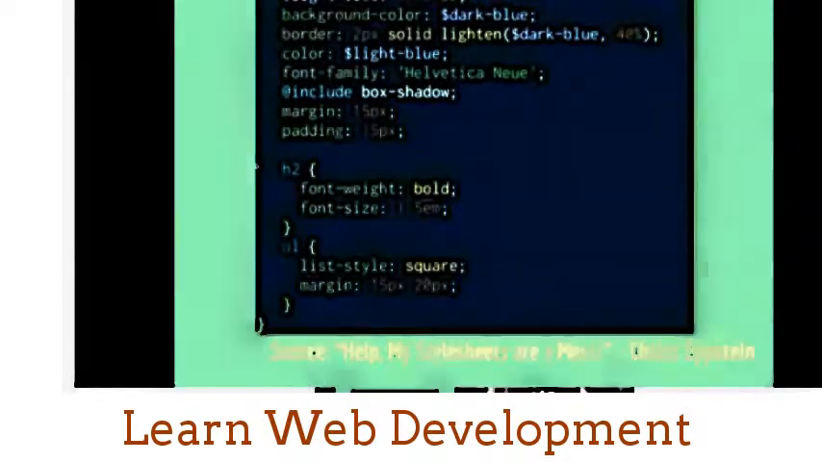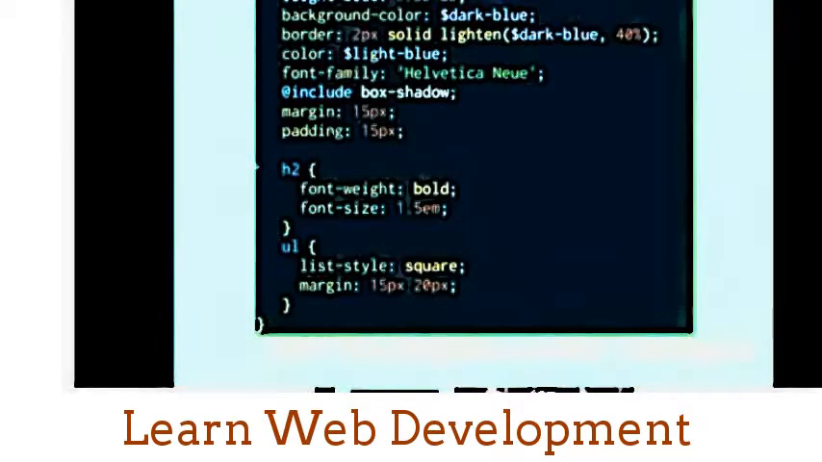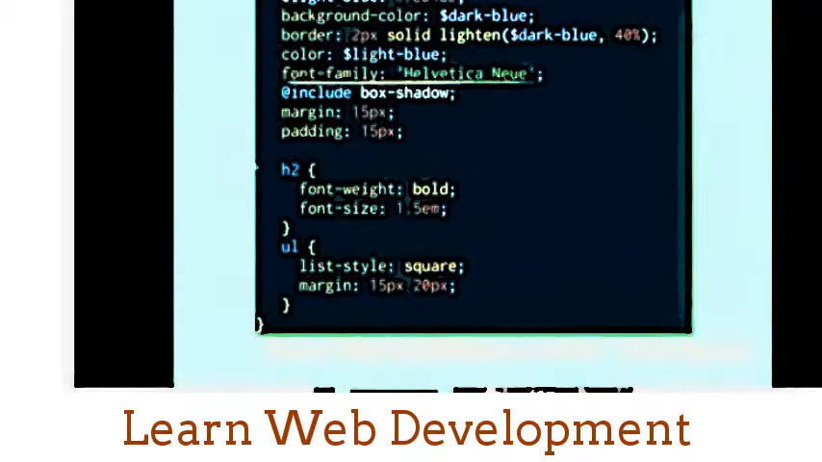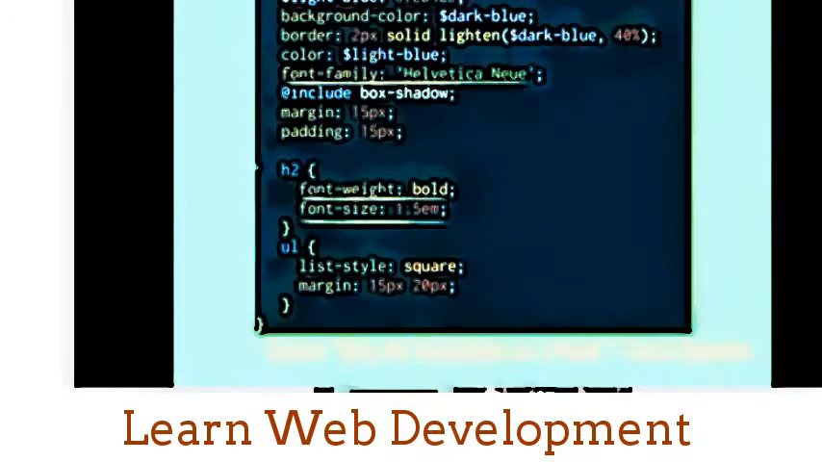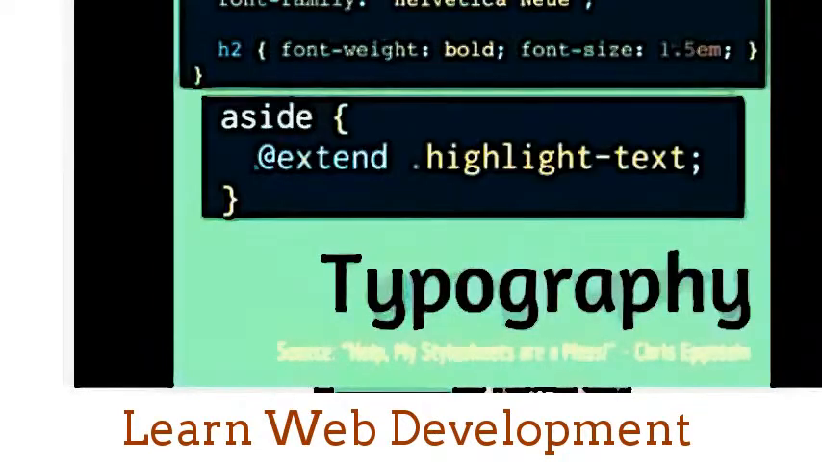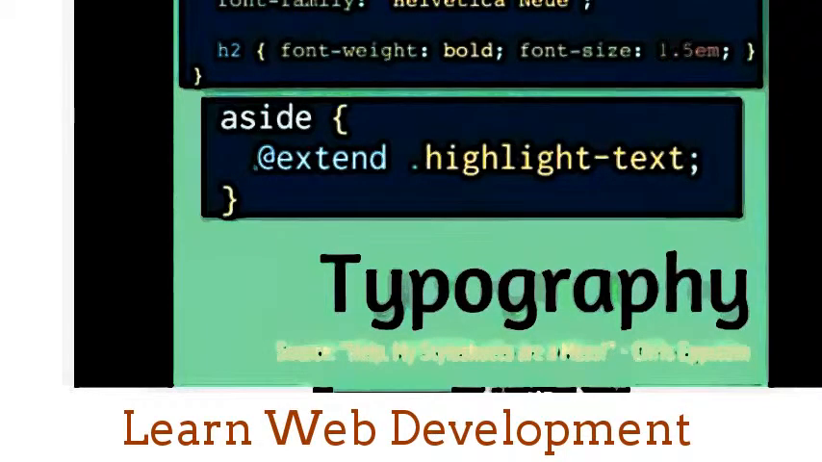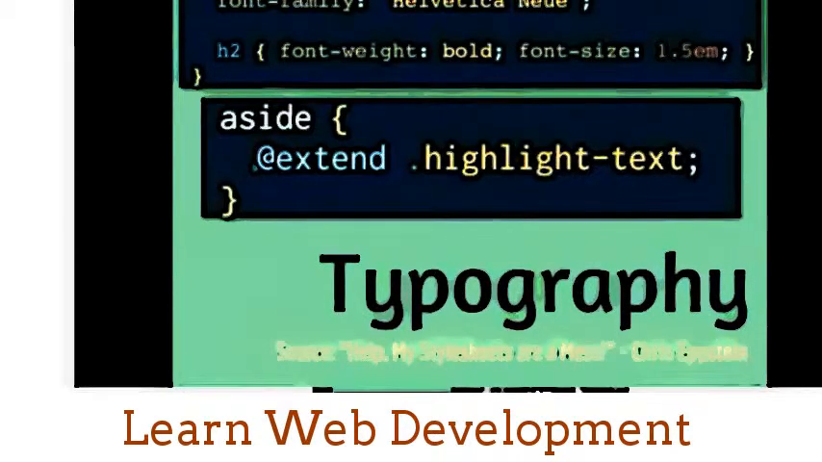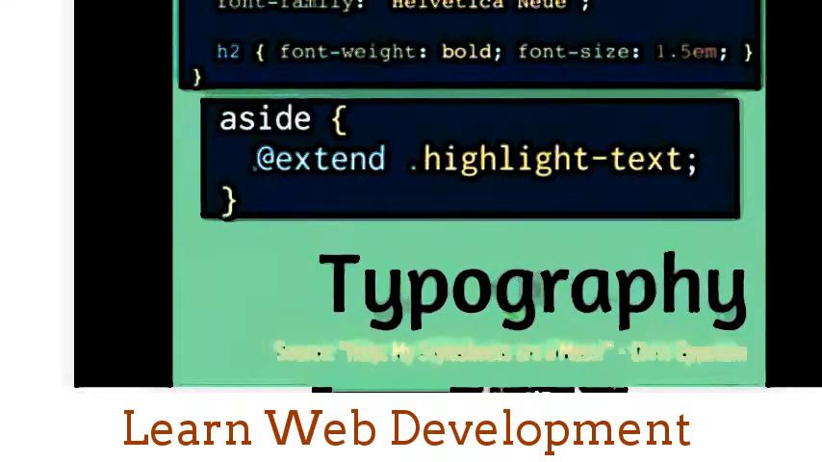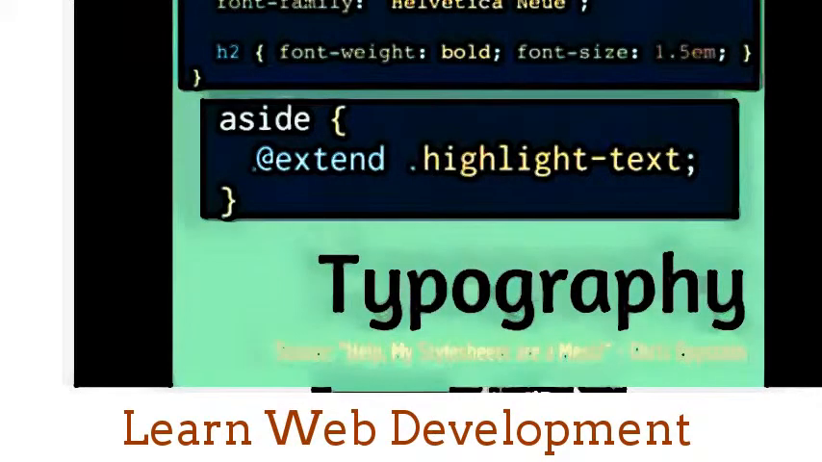So I've got all of the styles for this aside here. Let's take a look at the typography. I've got that font family declaration, and then the font weight and the font size. Well, let's pull that out. Let's create this class highlight text where I define the font, and it'll say what the size and the weight of my H2 elements. And then there in my aside, I can just extend that highlight text class.